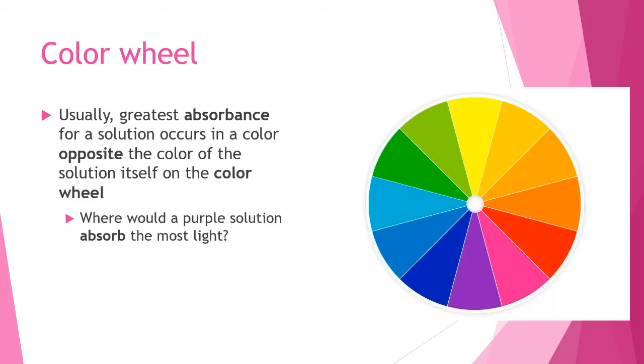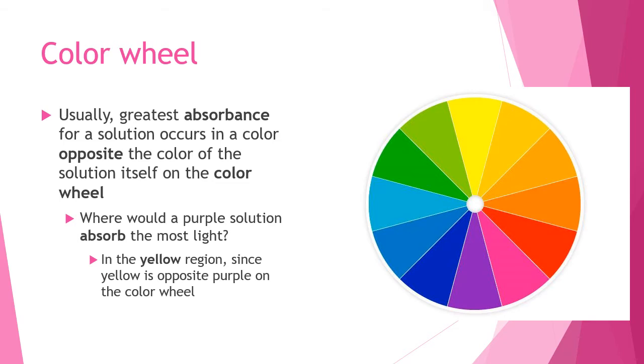Generally speaking, the greatest absorbance for a colored solution will be the color that is opposite it on the color wheel. So consider for a moment, if you had a purple solution, based on the color wheel shown here, what color of light would it be most likely to actually absorb? Since yellow is opposite purple on the color wheel, this purple solution most likely absorbs in the yellow region. It might also have high absorbance in colors that are neighboring yellow, such as green or orange.